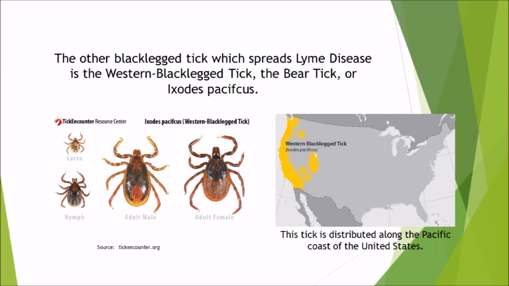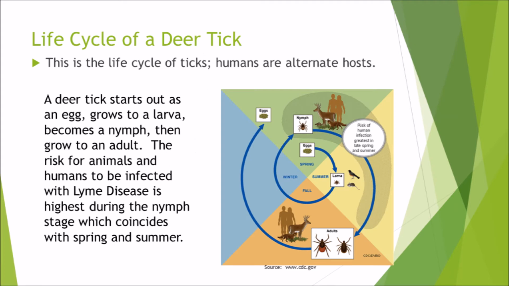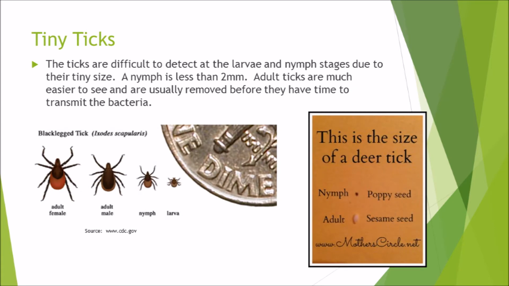The other black-legged tick which spreads Lyme disease is the western black-legged tick, the bear tick, or Ixodes pacificus. This tick is distributed along the Pacific coast of the United States. The life cycle of the tick is from egg to larva to nymph to adult. Highest risk for infection with Lyme disease for a host is in the spring or summer. Ticks are tiny. An adult tick is about the size of a sesame seed, and the nymph is the size of a poppy seed.